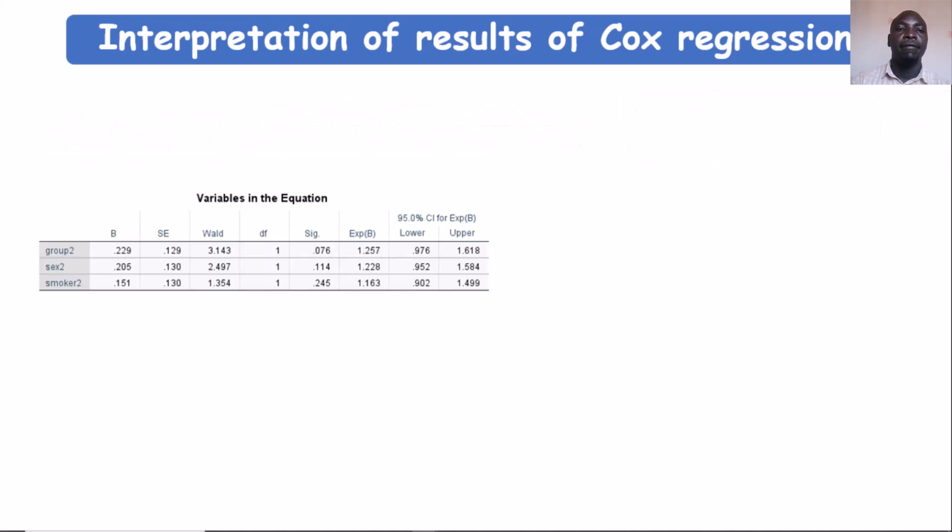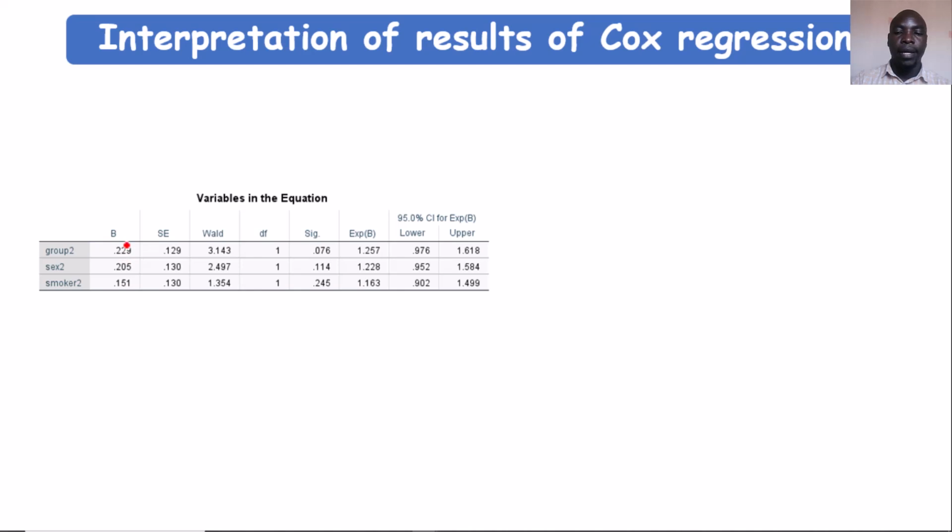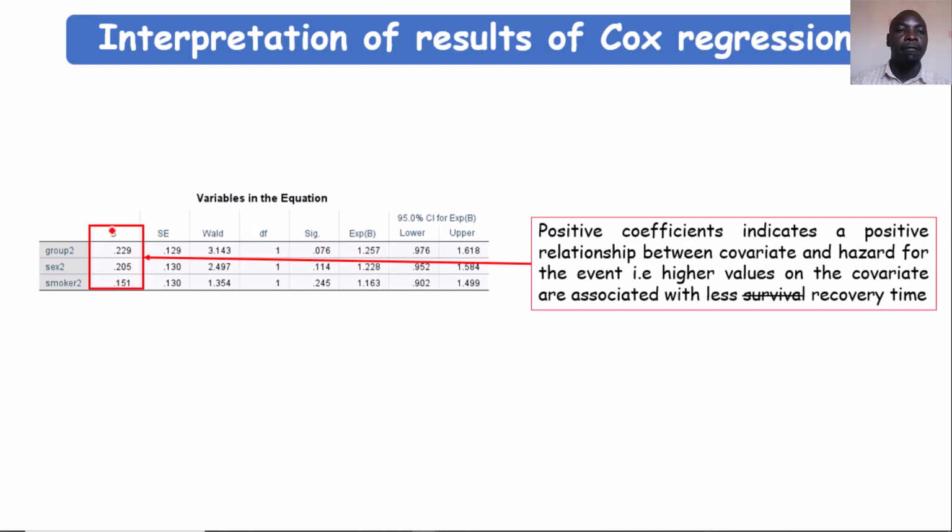We also have this table for variables in the equation. This table shows you the explanatory variables that you're trying to assess whether they have an effect on survival time. And we have 3 of them, which are categorical in nature here. We have group, we have sex, and we also have smoking status. So here you can see that we have the betas for each of the variables.